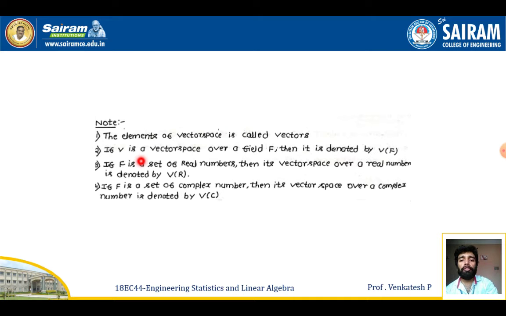Third one, if F is the set of real numbers, then the vector space over the real numbers is denoted by V(R). Here I am treating the real numbers as a field. Similarly, in place of real numbers, if I take complex numbers, it will be denoted by V(C), the vector space over the field of complex numbers.